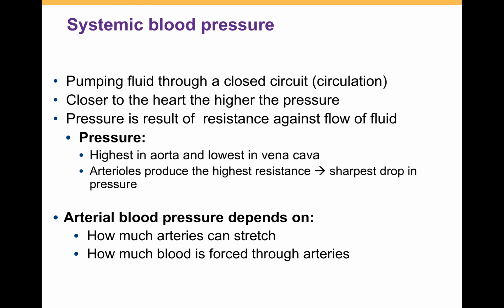So arterial blood pressure depends on two facts, going back to what we were discussing earlier. Arterial blood pressure depends on how much the arteries can stretch, so basically how much elastic fibers you have, and how much blood is being forced through that artery. So the more blood you're pushing through, basically think about you have a pipe, the more water passing through the pipe, the higher the pressure is. Same thing with your blood vessels. The more blood passes through a blood vessels, the higher the pressure would be associated with that blood vessel.